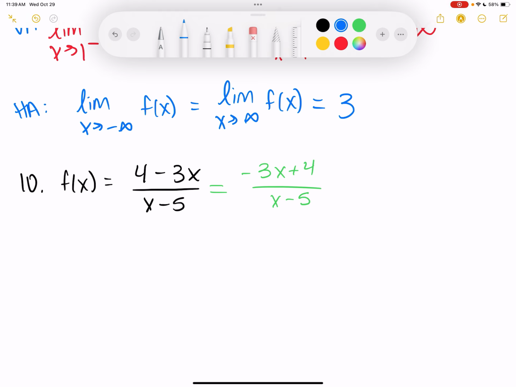So what would the vertical asymptote be on this one? X equals 5. Yep, x equals 5. What about horizontal? Negative 3, because they're the same. Yep, y equals negative 3.